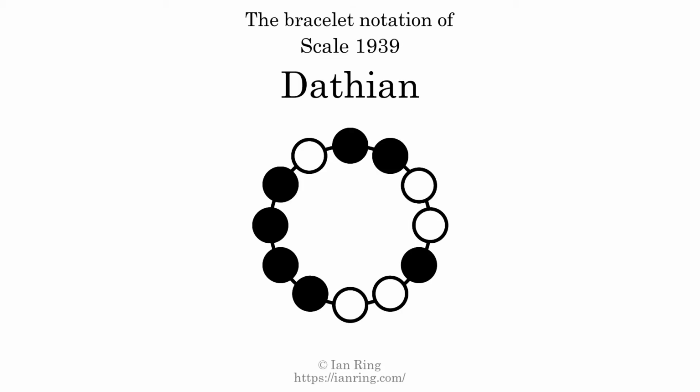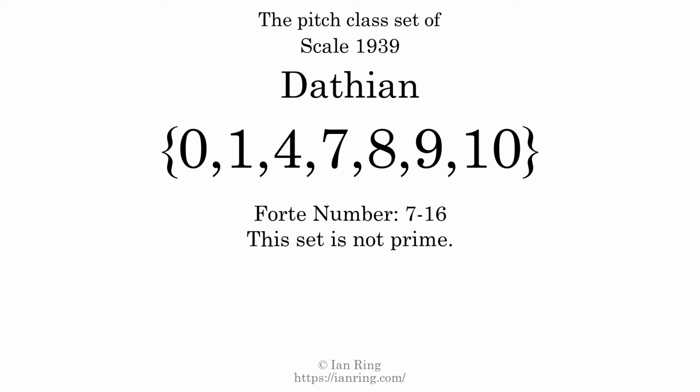This is a bracelet notation diagram of scale 1939. The shaded circles represent tones that appear in the scale, and they are read clockwise, starting at the top. The pitch class set for this scale is 0, 1, 4, 7, 8, 9, 10. The forte class is 7-16. This set is not prime.